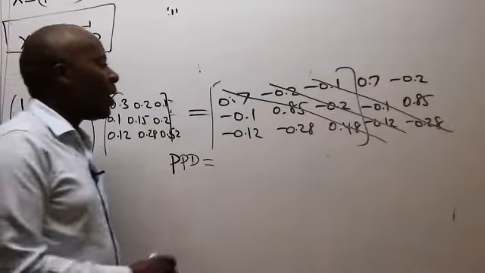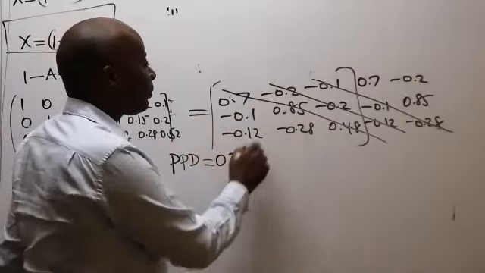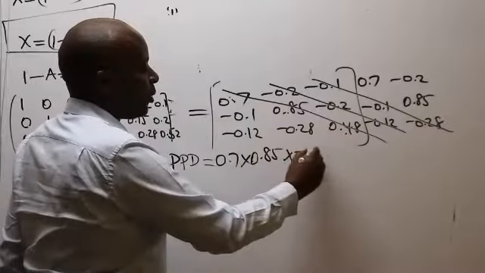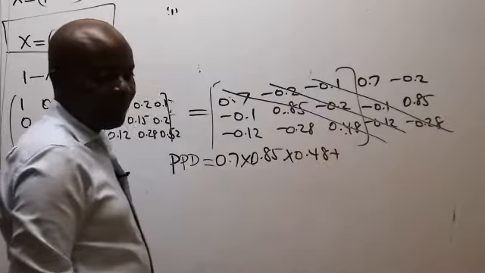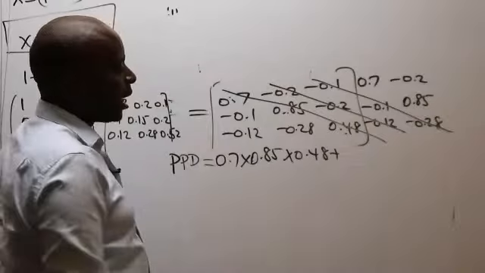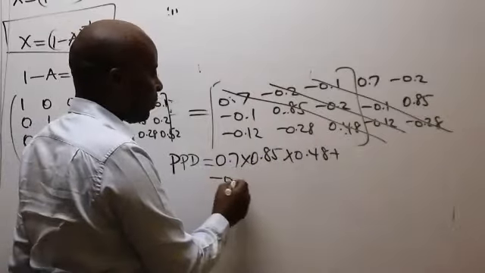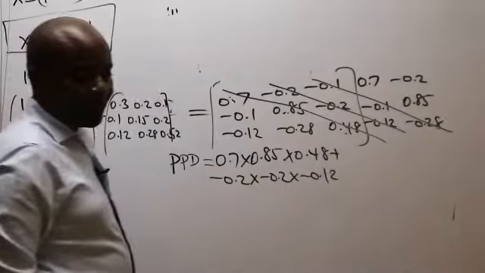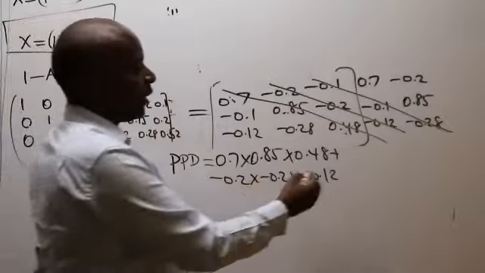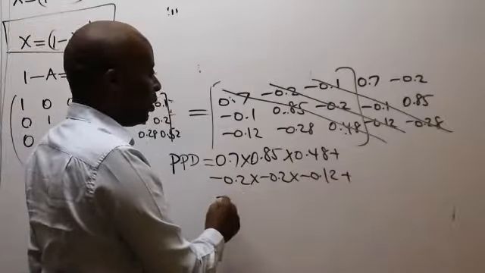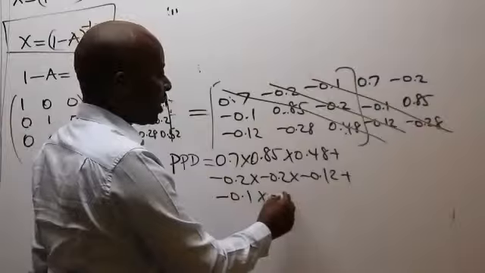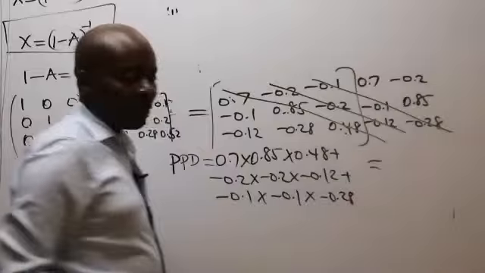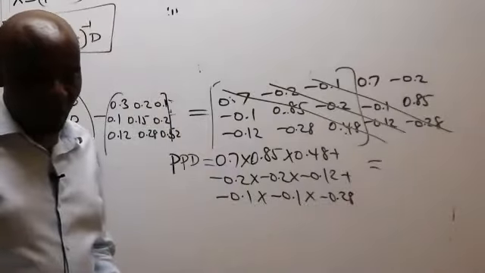So the product of the primary diagonal here will be 0.7 times the second figure, which is 0.85, times the third figure, which is 0.48, plus, there are 3 of them, plus the second diagonal here will be minus 0.2 times minus 0.2 times minus 0.12. Plus the third diagonal will be minus 0.1 times minus 0.1 times minus 0.28. And then now you should be able to give us what we call the product of primary diagonal.